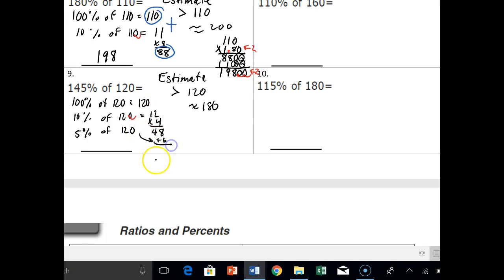So this would be 6. So I add on 6 to that. And so 48 plus 6 is going to be 54. And so now the two numbers I really want to add are 54 and 120, because all of that together, the 100%, the 10%s, 4 times it, 40%, and the 5% give you 145. So your answer should be, if you add those up, 174.